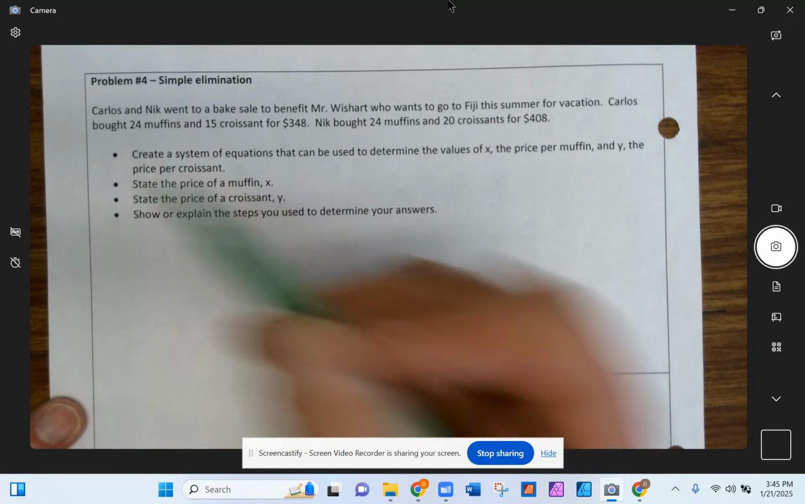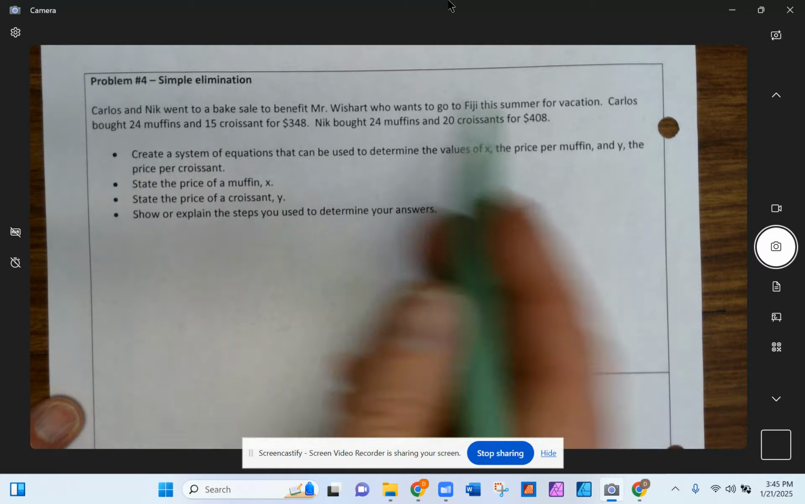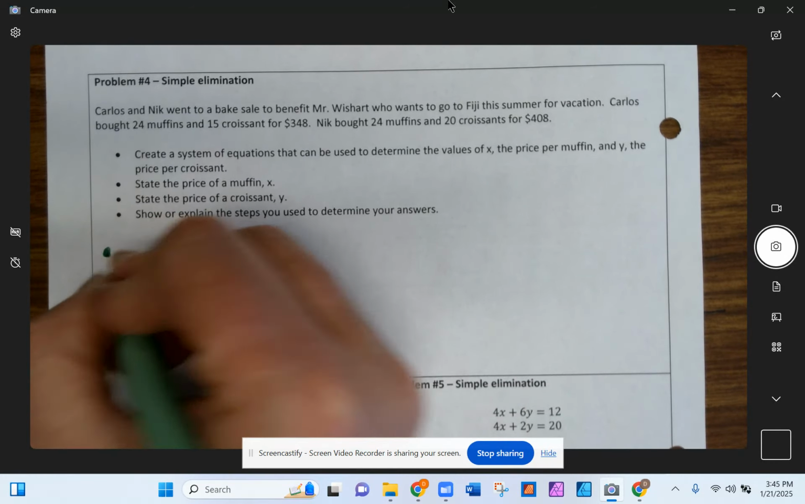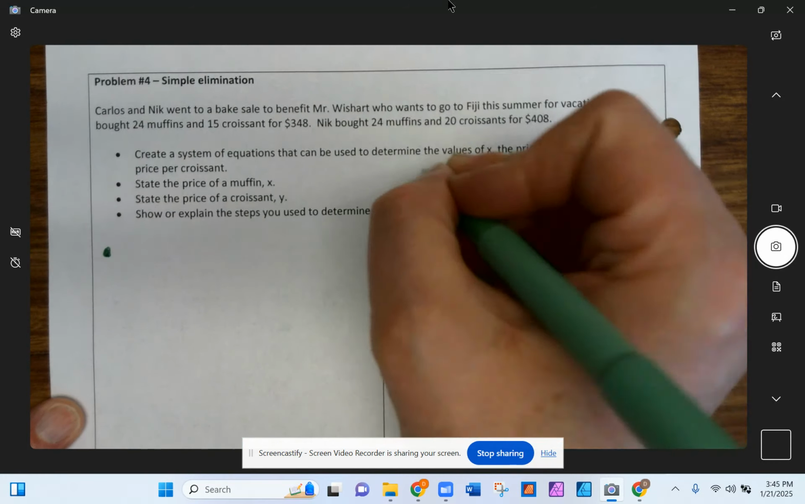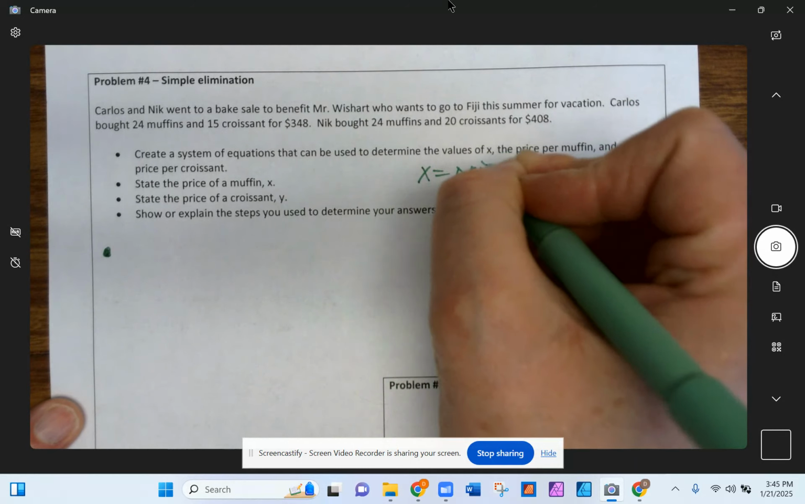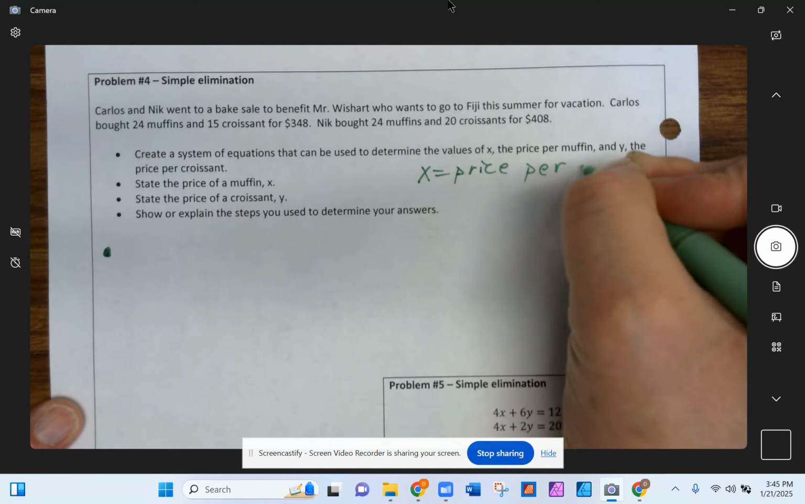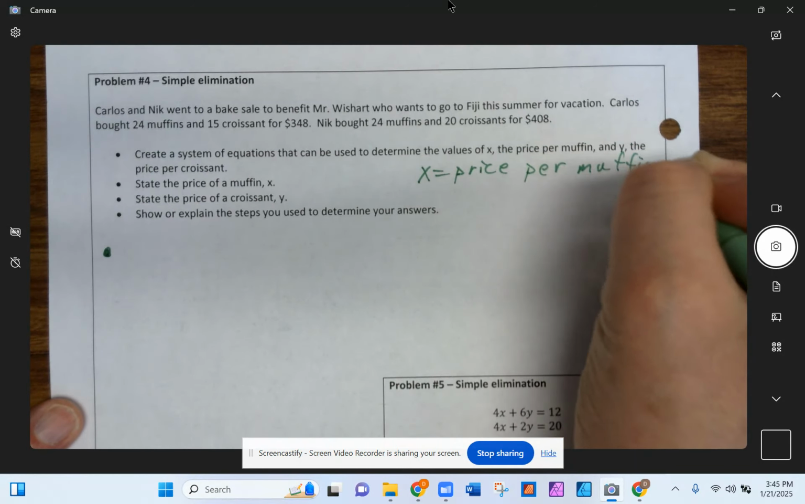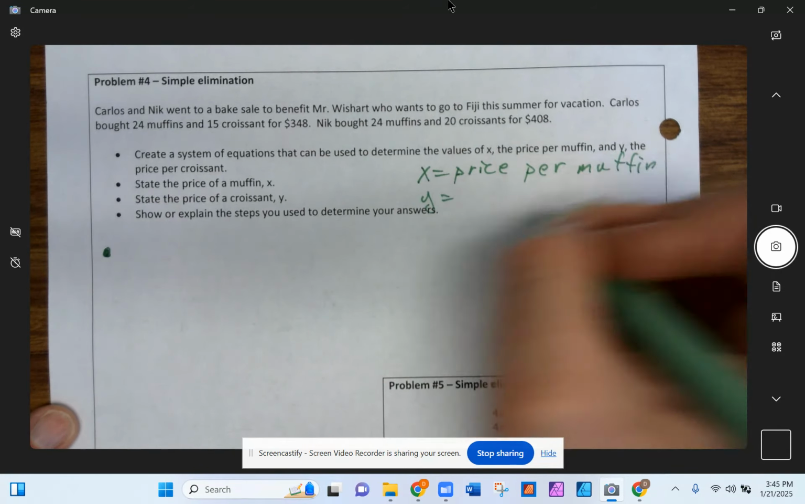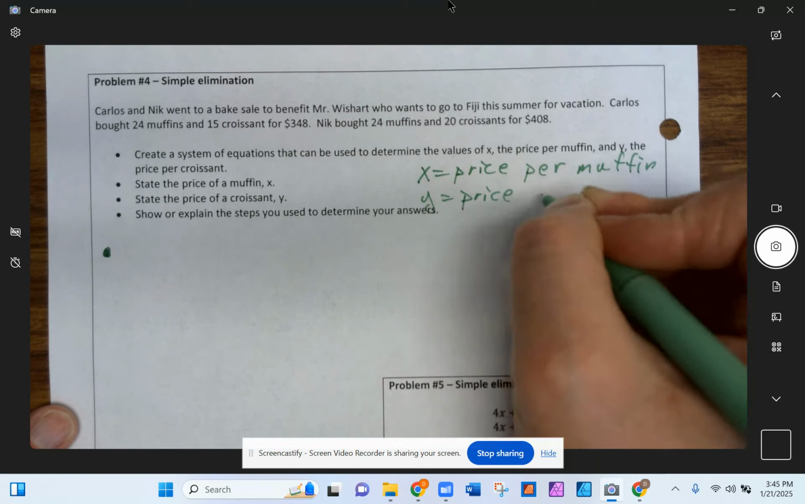4 bullet points here. I want 4 bullet points in your answer, okay? So first bullet point is create a system of equations that can be used to determine the values of x, the price per muffin. I like to define my variables, even though it's technically defined right here. And the price per croissant, y, the price per croissant.